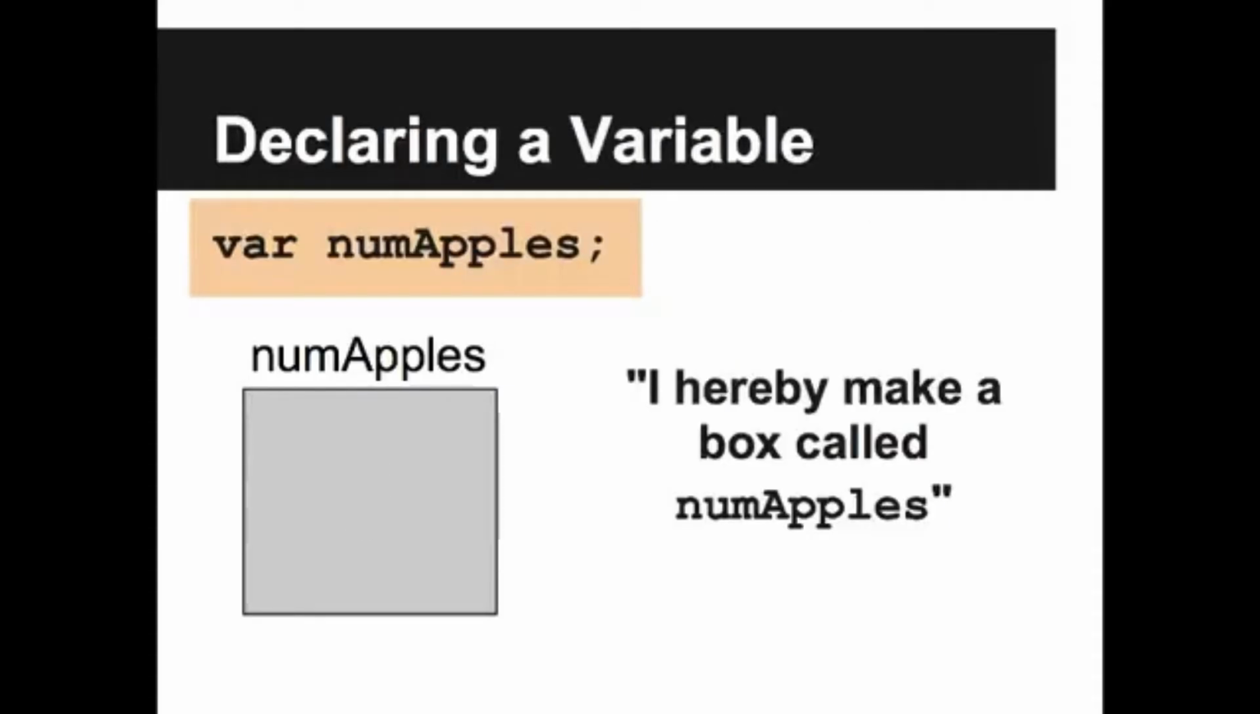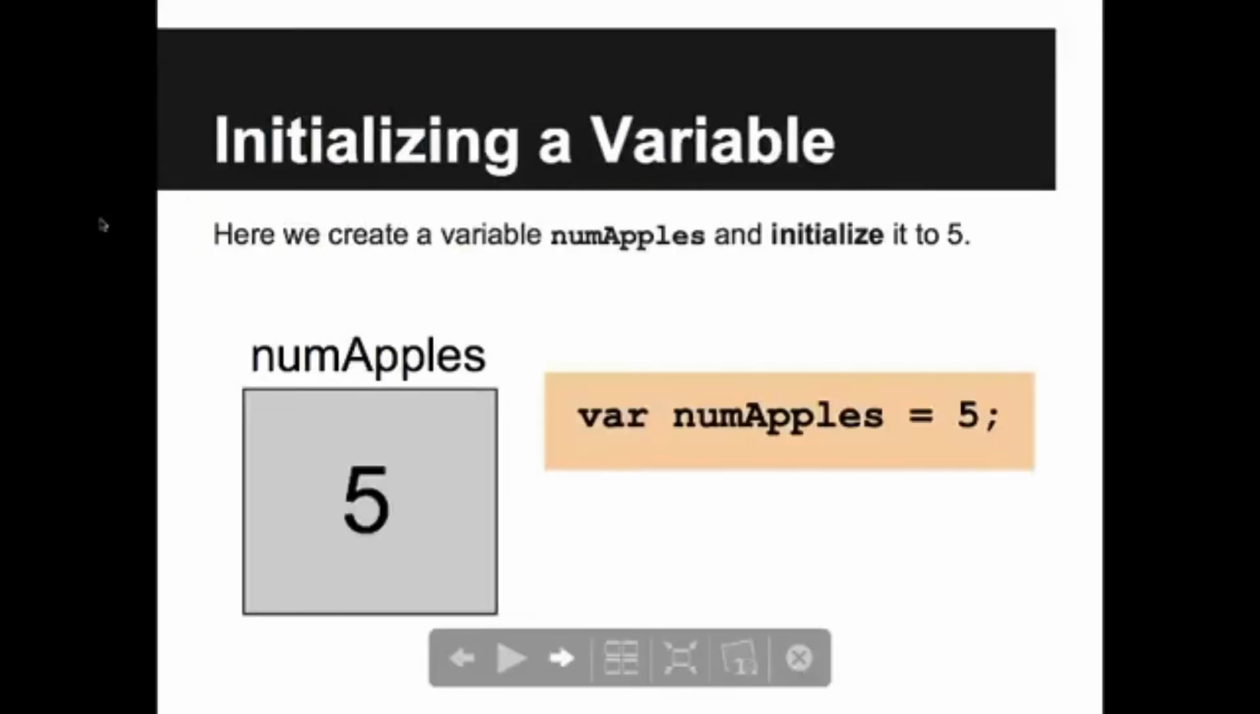So there are a few important stages in working with variables, and the first is declaring a variable. Declaring a variable means that you're making space for it. It's like saying, I hereby make a box called numApples. And you notice that declaring a variable doesn't actually put a value there. The way you declare a variable is you write var, and then space, and then the name of the variable. So var numApples.